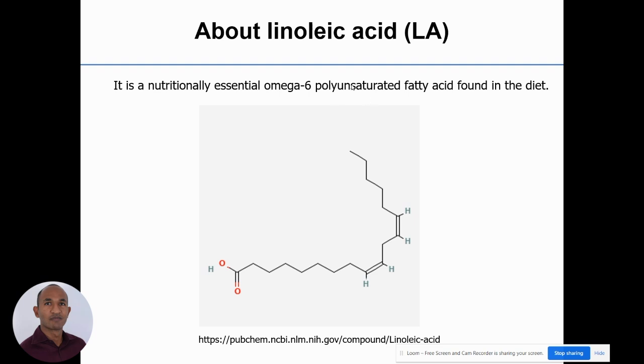Lastly, it's polyunsaturated, meaning that it has more than one double bond. So both omega-6 and omega-3 fatty acids are polyunsaturated because they have more than one double bond in their structure. In the case of omega-6 linoleic acid, it has two double bonds. For alpha-linolenic acid, or ALA, which I haven't shown the structure of here, it has three double bonds. Therefore, both of them are polyunsaturated fatty acids.